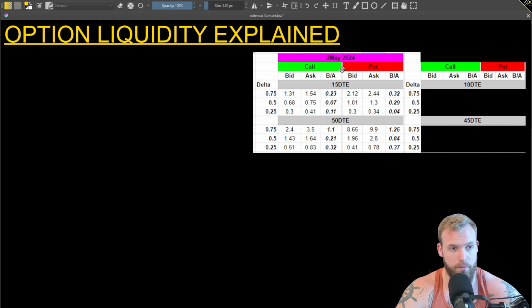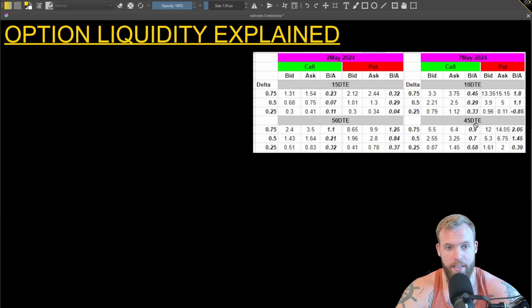And you'll see that, again, in that 2 May period, for the at the monies, we typically see better bid-ask spreads, meaning they're tighter. That's standard fare. And we also see that the closer DTE has tighter bid-ask spread, which is also standard fare. You know all of that now. Now let's see what happened on the 7th of May.